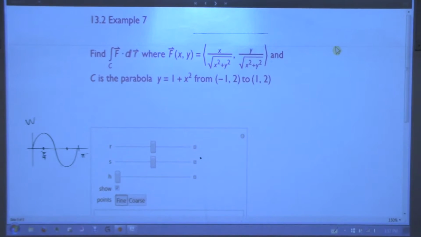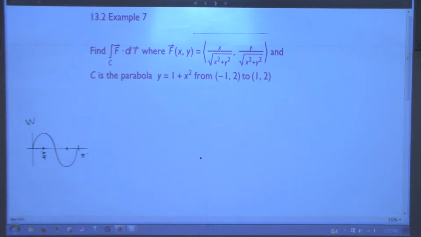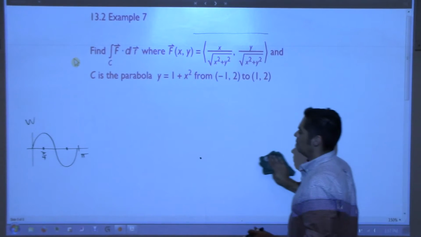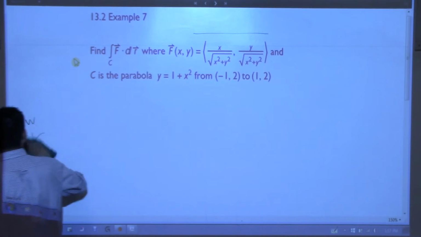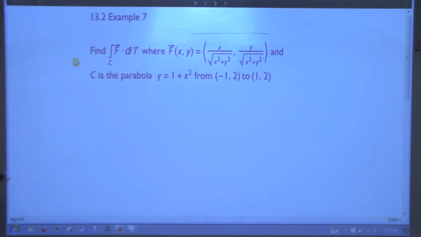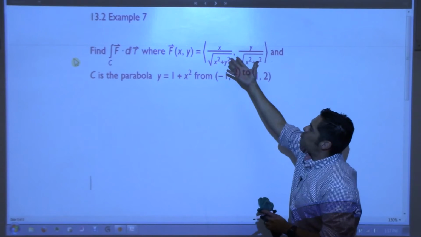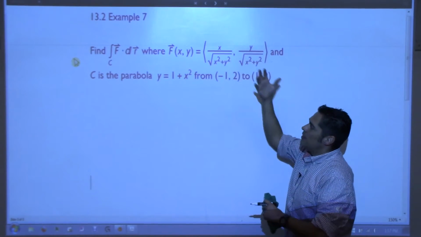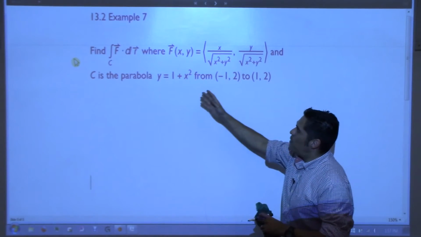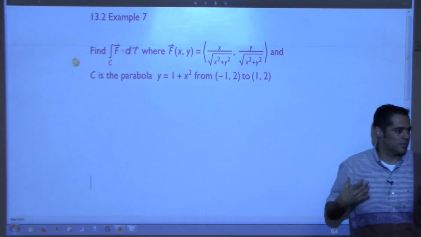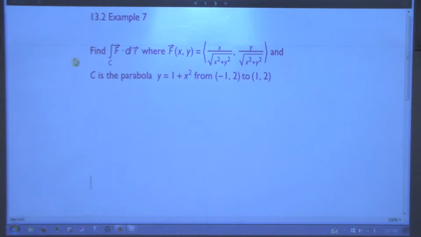Find, this time, it doesn't say find the work, right? But doesn't that represent work? Doesn't this right here represent work? So if this was a vector field, and this was a particle moving in that vector field, then this would be the work done. But that's not what they're telling you. They're just saying, hey, find the line integral over this vector field.